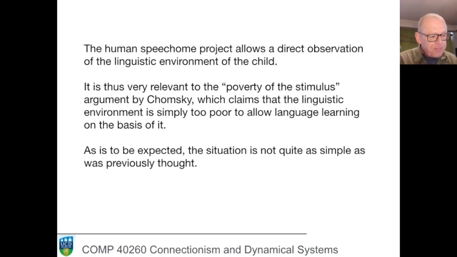Interestingly, nobody looked. This was the first experiment in which the linguistic environment of a developing child was actually captured and analysed, and what it revealed was something far more complex and nuanced. This kind of armchair pronouncement doesn't really survive the empirical test. So that's the Human Speechome Project. That's the first of the two developmental research agendas we're going to look at. The next one will have to do with learning the past tense.